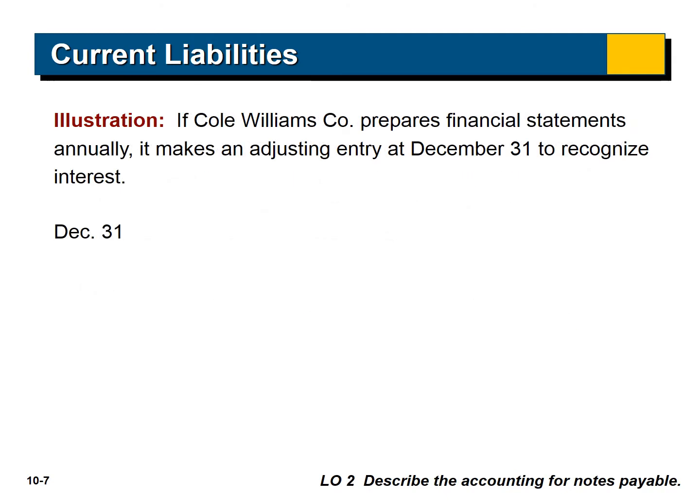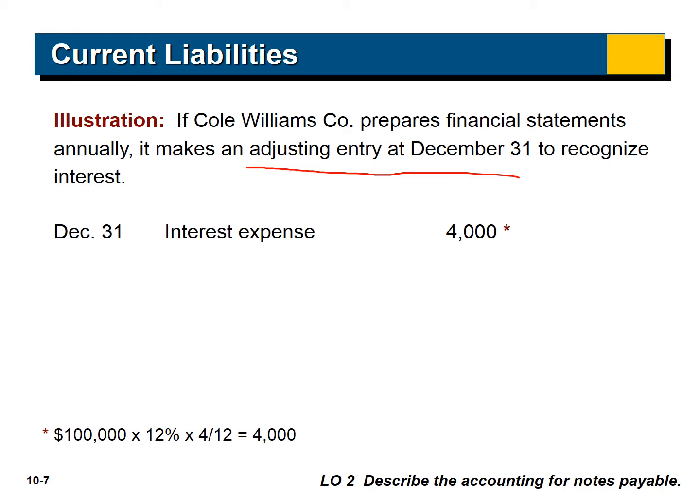If Cole Williams Company prepares its financial statements annually, then it needs to make adjusting entries at December 31st to recognize interest. So we're going to have interest expense, which remember is the principal or the face value times the interest rate times the number of months out of the year. So 4 months out of 12 months, we're accruing interest for September, October, November, December, 4 months. And we're not paying it yet, so therefore we have to credit interest payable. That just means it will be paid.